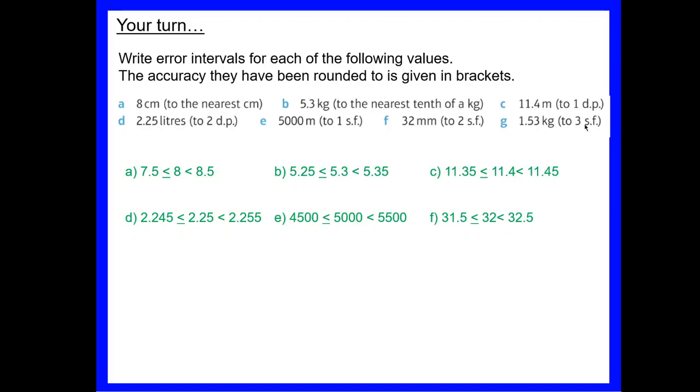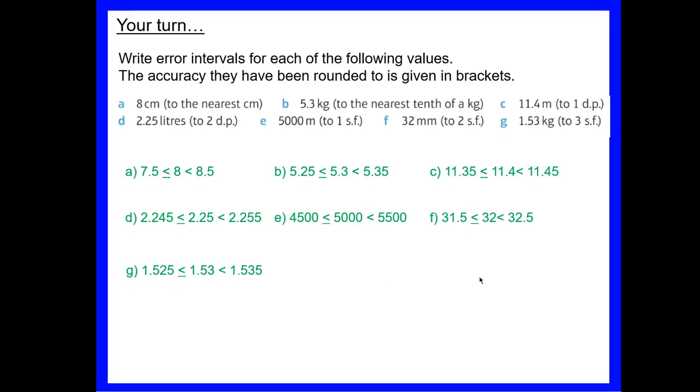And finally, our last one's been rounded to 3 significant figures, so 1, 2, 3. So that's in the hundredths column. So again, remember, if we half a hundredth, we get 0.005. So we can subtract it and add it. 1.525 is less than or equal to 1.53, which is less than 1.535. Okay, make sure you're happy with all of those answers.